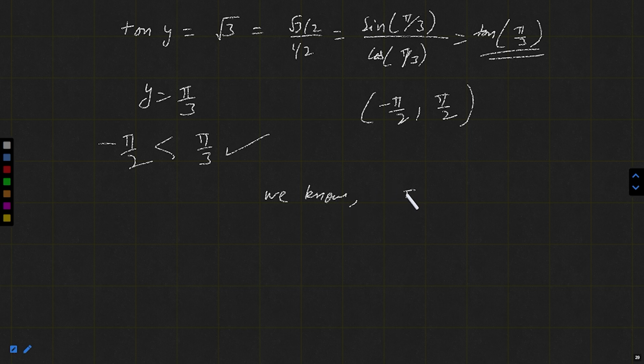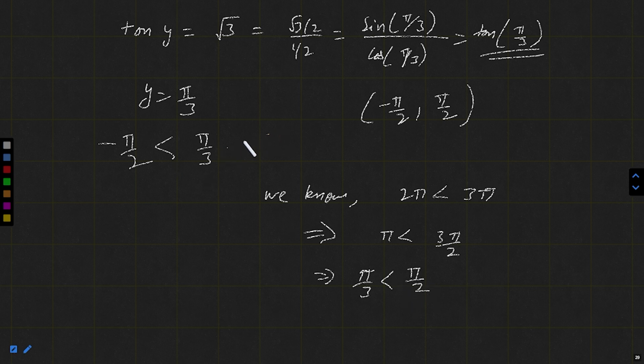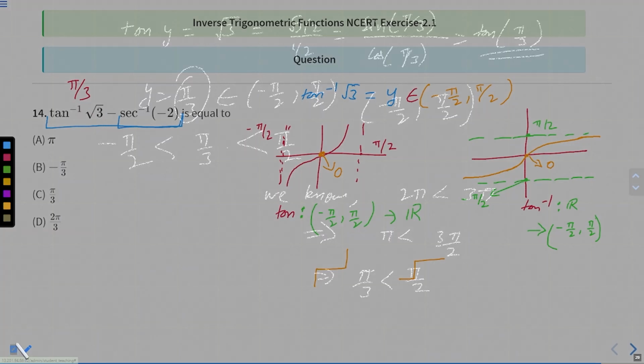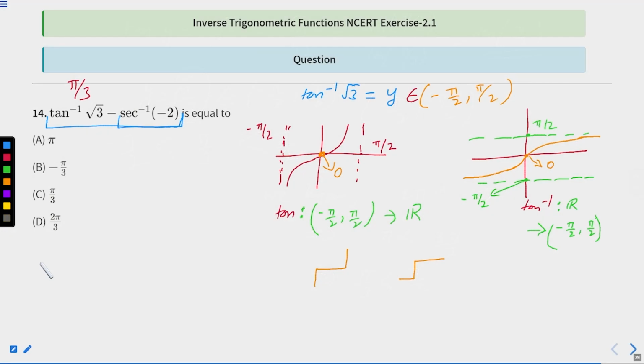We know that 2 pi is less than 3 pi. From this, what you can say is pi is less than 3 pi by 2. And from this, what you can say is pi by 3 is less than pi by 2. This means this value belongs to what? Minus pi by 2 to plus pi by 2. This means this belongs to the principal value branch, which is the open interval minus pi by 2 to pi by 2. This means the value for tan inverse root 3 is pi by 3. This is for the tan inverse.